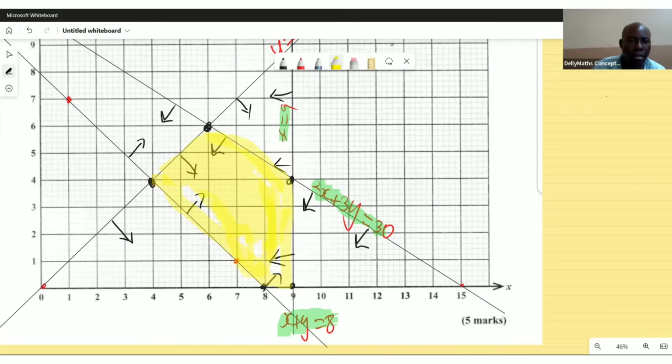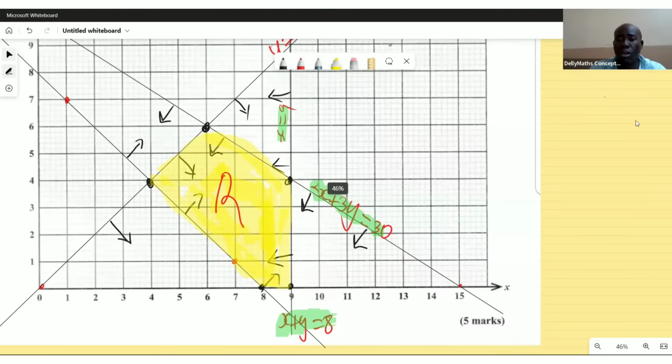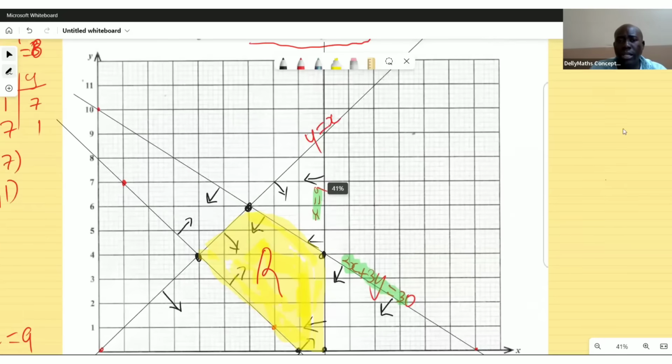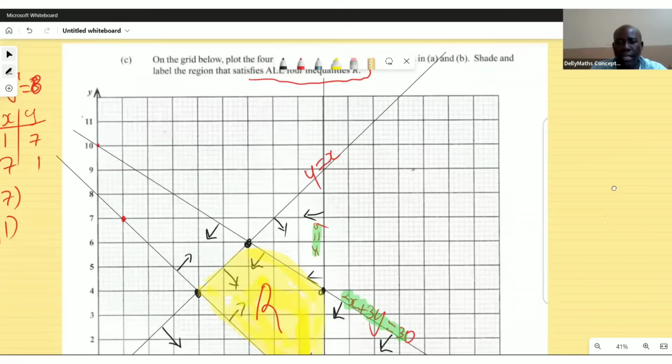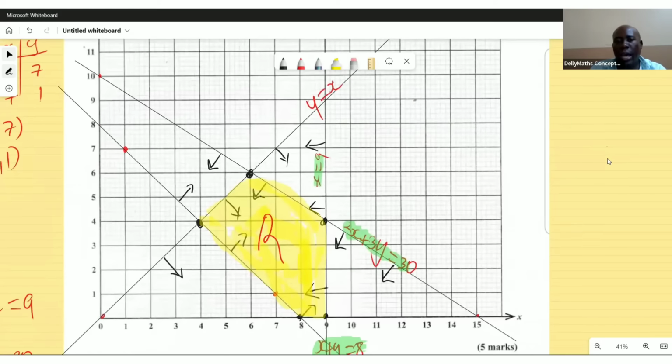All right, so that is my solution region right there. And I'm going to put R in it. So that's the solution region for our inequality. We would have done that based on the question, shade and label everything that satisfies all. You could see all the arrows were pointing in that direction, and that is why we chose it, because all the arrows were pointing in that area.